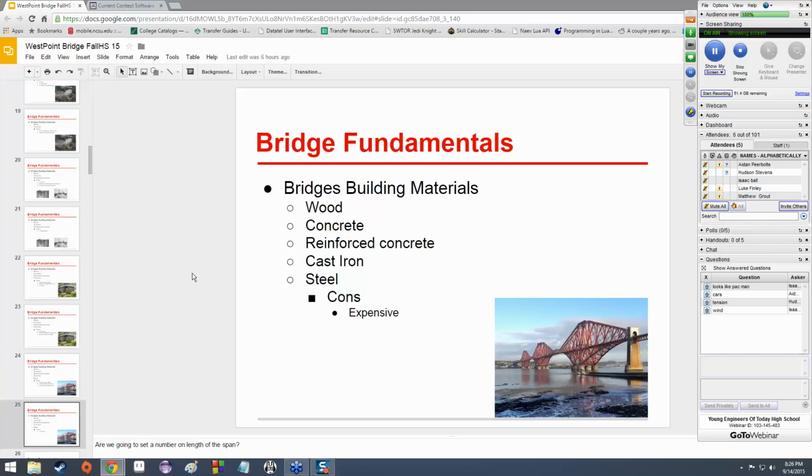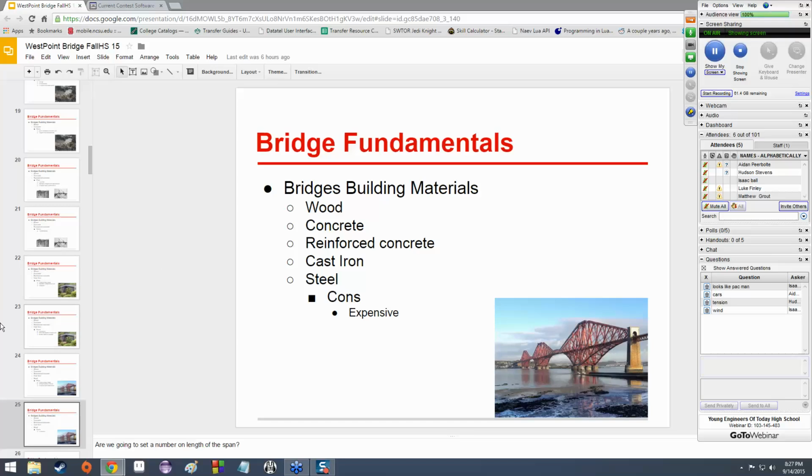Cons are it's expensive. It's a lot of work to create steel, and so steel has a price which reflects that. But it's strong, and it looks cool, so that's nice. But yeah, those are just some of the materials you can make bridges out of.